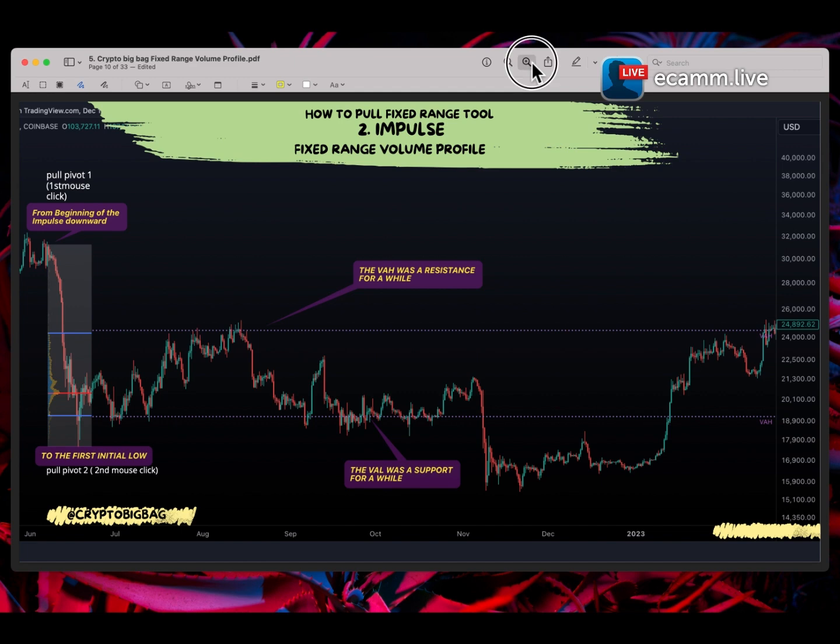In this slide, I'm trying to show you guys how you can pull a fixed range to determine support or resistance in an impulsive move. You can see the impulse starts from here down to this point right here. You can measure the value area high and value area low of this impulse, knowing where the most volume is transacted and where you can find potential SR levels. The POC is sitting right here, the value area high is sitting right here, and the value area low is sitting right here. And those levels can act as support and resistance.